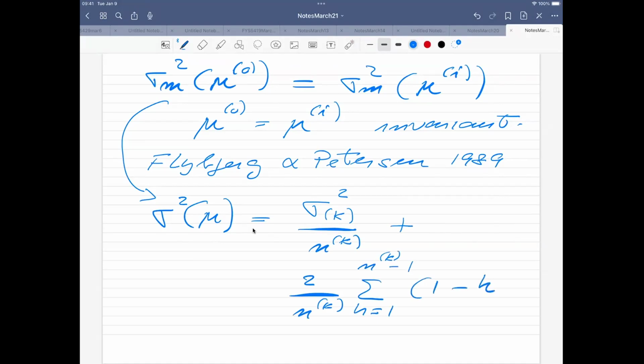And I'm going to set up what this h actually is. This is a sum over h, and this is n of k, and it's multiplied by a quantity which is given by this one and is a function of h. And I'm going to set up what that is.